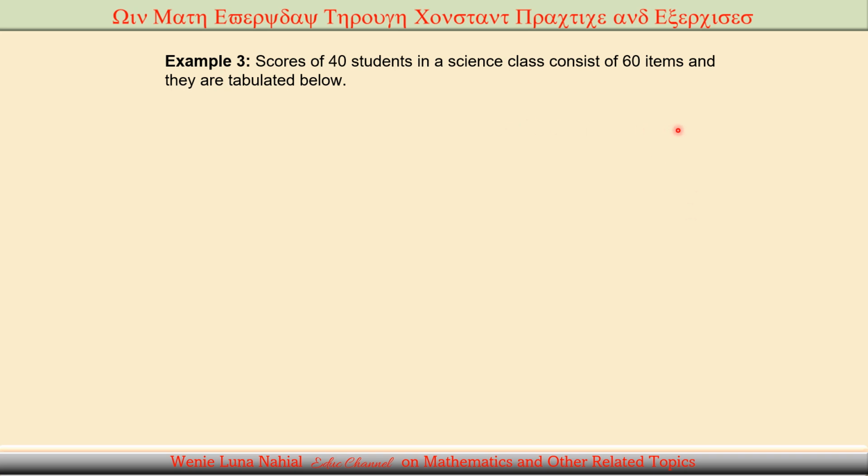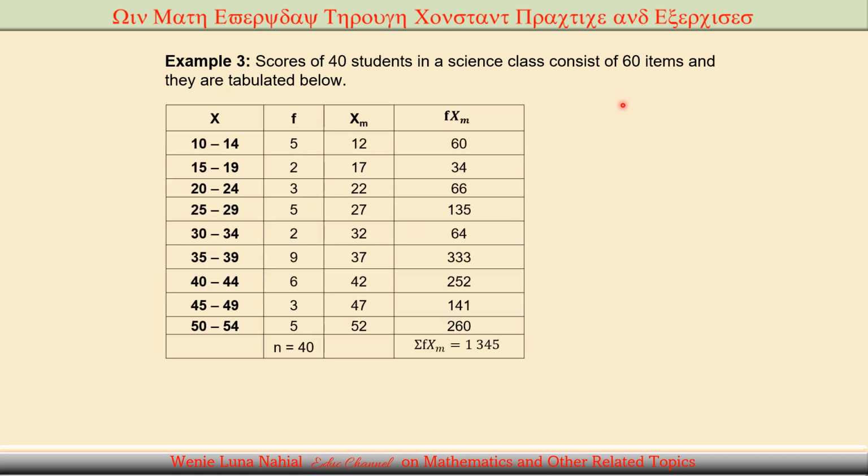Here we have an illustration. Scores of 40 students in a science class consist of 60 items and they are tabulated below. Okay, for the mean, our frequency for the first category, 10 to 14, is 5. The class mark is 12. So 5 times 12 is 60. So you just continue the process.